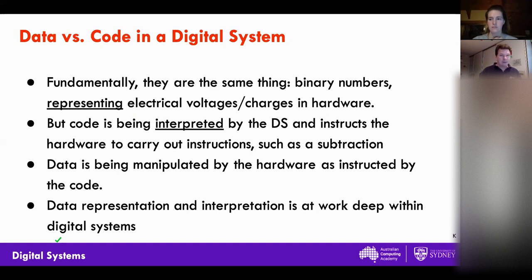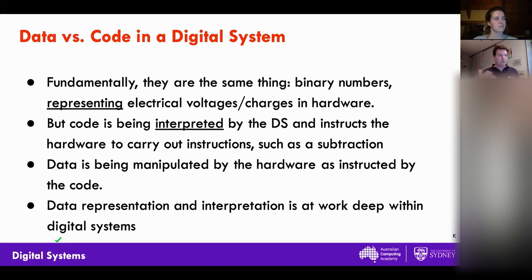Now the data is, so to say, the passive part in the digital system. It's being manipulated by the hardware. And remember, it's the hardware that is being instructed by the code to do certain things, okay? So the data representation and this interpretation of the data are key concepts that you've heard about in this webinar and the previous webinars. They're very deep at work within digital systems.